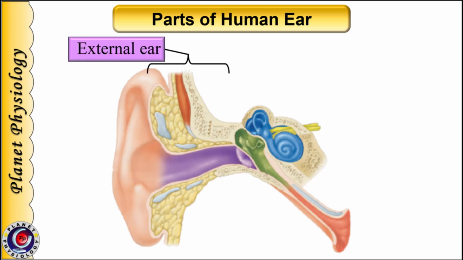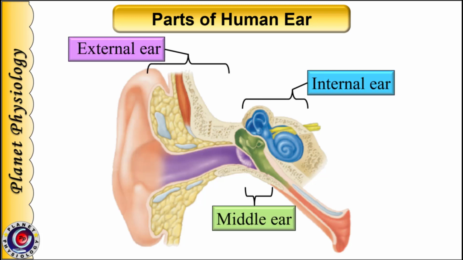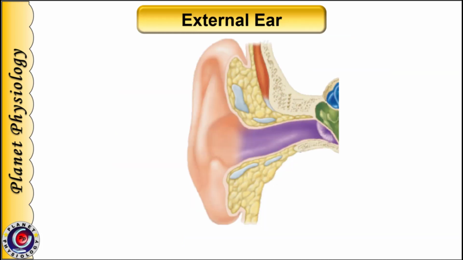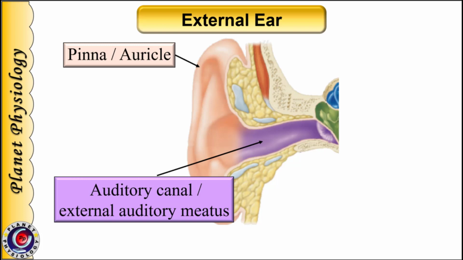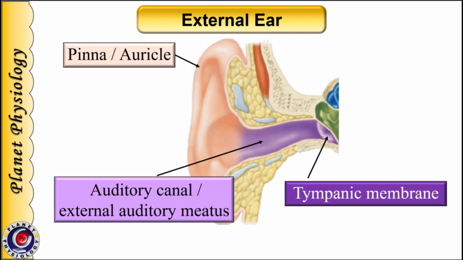The ear is divided into outer, middle and inner ear. The outer or external ear includes the pinna, which is also called the auricle, and the auditory canal, which is shown in violet color in this picture. The auditory canal terminates in the tympanic membrane.